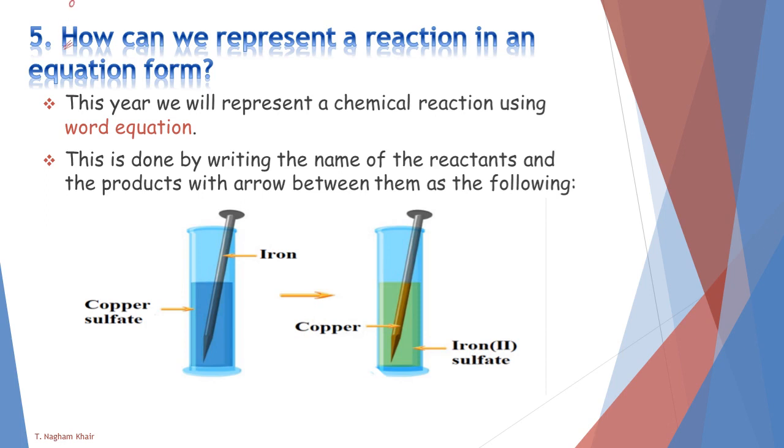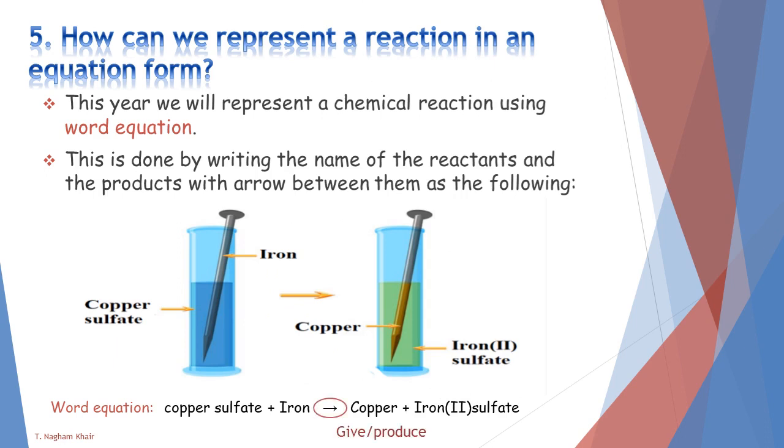If you want to write the word equation, we will write copper sulfate plus iron, the reactants. Arrow, copper plus iron sulfate, which are the products. The arrow, as we said, means give or produce.